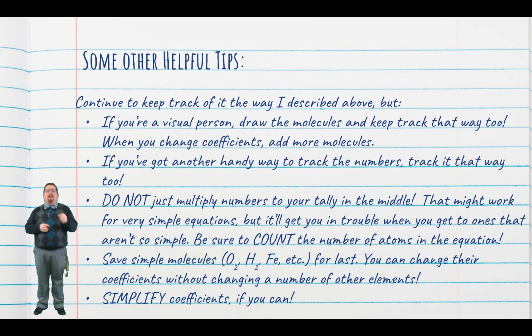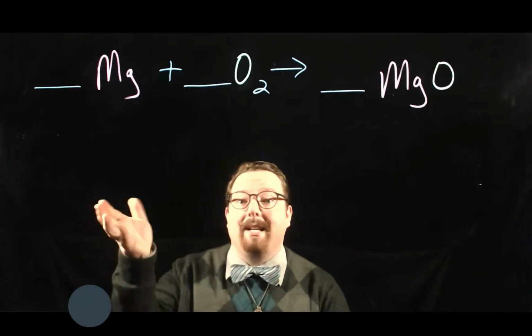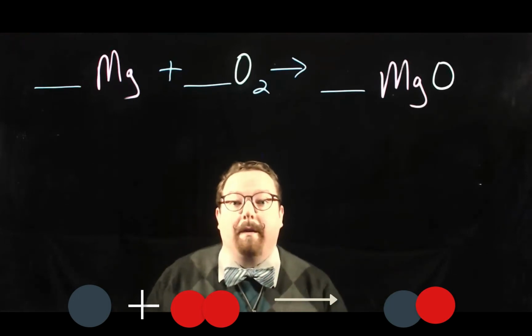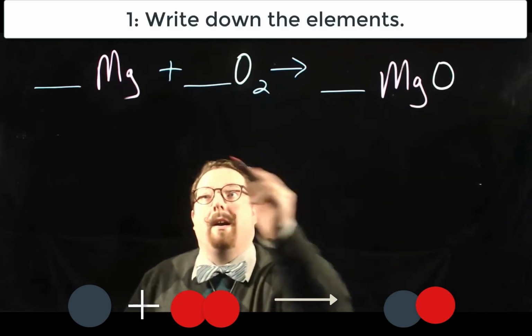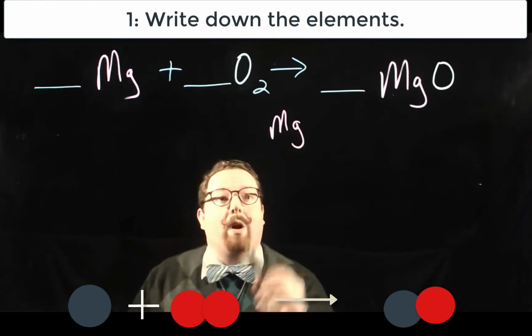Be sure to follow along and write those examples as I complete them. You'll also see on your screen the step that I'm on and a visual representation of the molecules as I balance the equation. Okay, so our first equation is magnesium plus oxygen gives us magnesium oxide. The first step is to write down the symbols for our elements. So we have Mg and we have O.